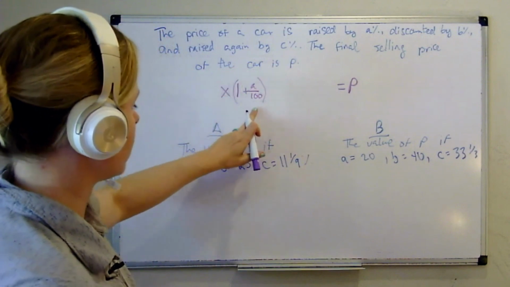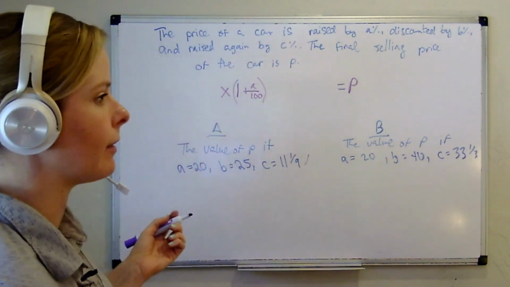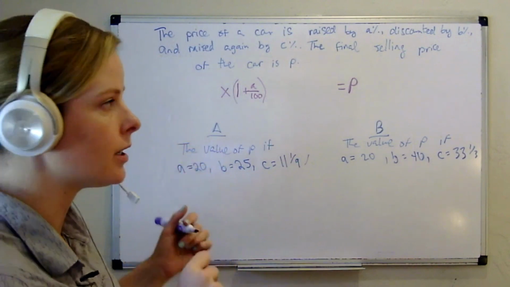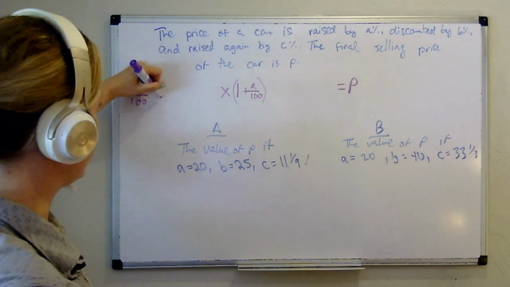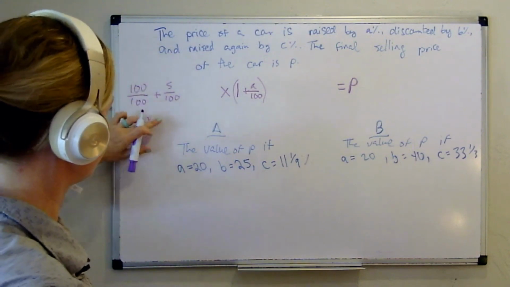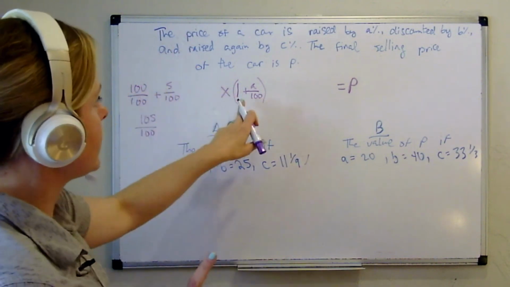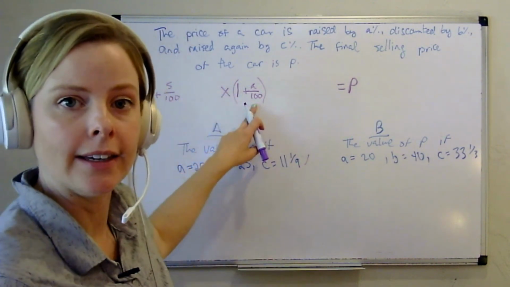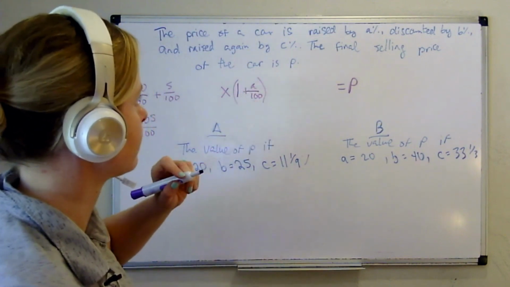Now, this might look a little crazy if you haven't seen it before, but it's just like if you had an actual number in there, right? Let's say we're raising by 5%. Well, you would start out with your 100 out of 100, and then you would add in your 5 out of 100, right? And you'd be left with 105 out of 100, and you've gone up by 5%. This is the same exact thing, it's just that we don't know what a is, so you have to kind of write it out like this until you know what the value of a is.